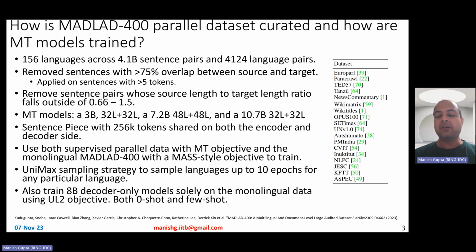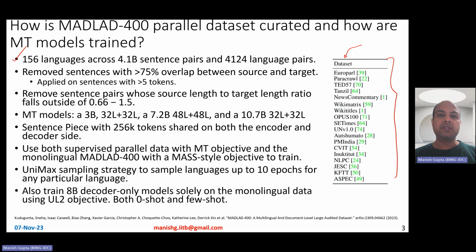Now, MADLAD 400 also has a bilingual parallel dataset. So let's see how this is curated. This has been curated by combining datasets across multiple machine translation repositories. These are the various datasets that have been included as part of the MADLAD 400 parallel dataset. It covers 156 languages across 4.1 billion sentence pairs and more than 4,000 language pairs.